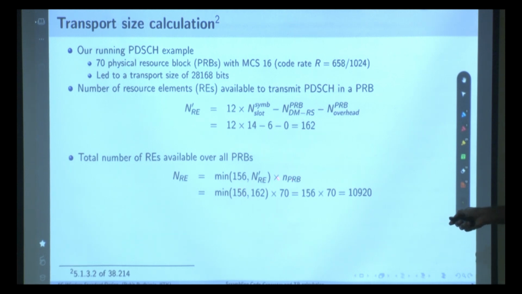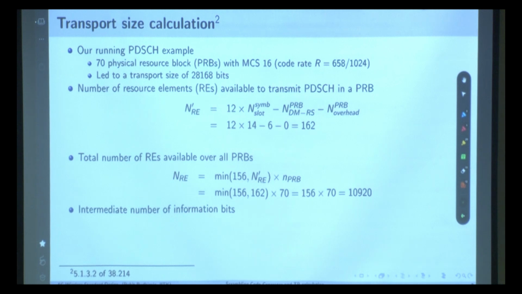And how many PRBs are allocated? 70 PRBs. So 156 into 70, you get 10920. So these many resource elements are available for the transmission of this transport block. There is one more factor which has to play a role. What is this? This is the MCS. So with this N-RE, we have to generate this intermediate number of information bits.